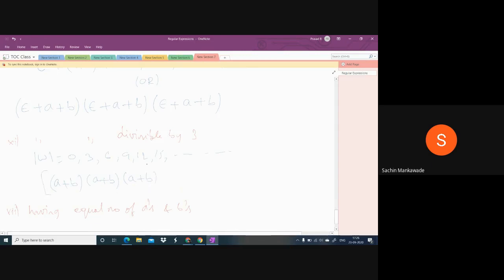If I write whole star, what does the whole star mean? If I take this whole as X, what is the meaning of X star? X star is epsilon, that is length 0. X means this whole, length 3. X square: if I write this whole 2 times, length will be 6. If I write 3 times, length will be 9. Like that. This is okay.